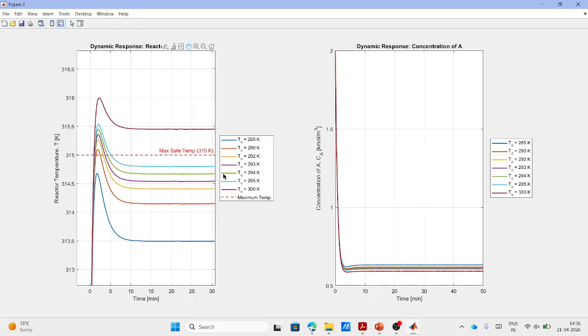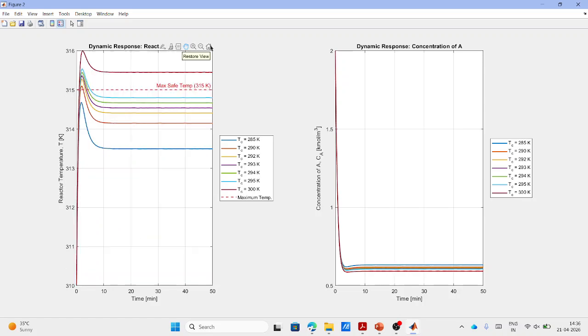So maybe I can go to a temperature of, let's say, 290, where the temperature is increasing slightly above 315, but it's coming down much faster. My cooling water is maintaining the temperature below the thermal degradation point, right? So this is one observation.